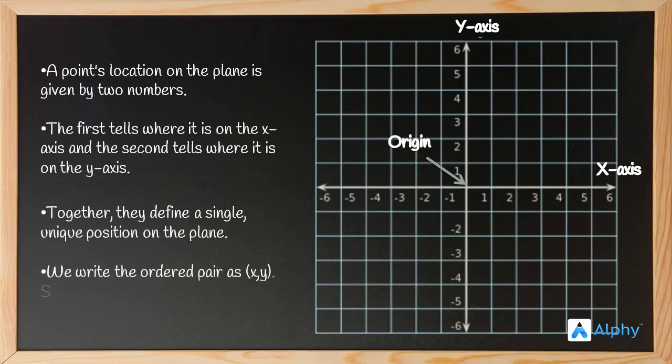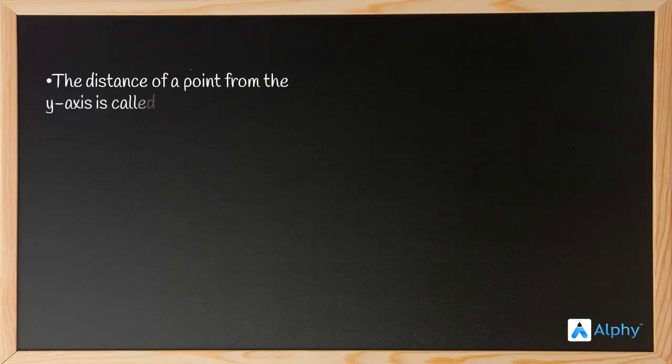We write the ordered pair as x, y. Say the point A is 3, 2. So, here we get the point A where the distance from the y-axis is 3 and from the x-axis is 2. The distance of a point from the y-axis is called its x-coordinate.